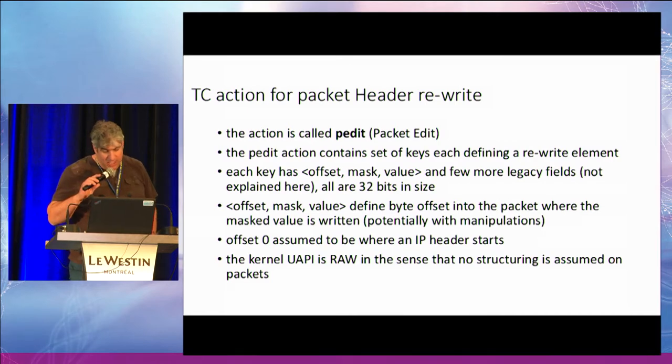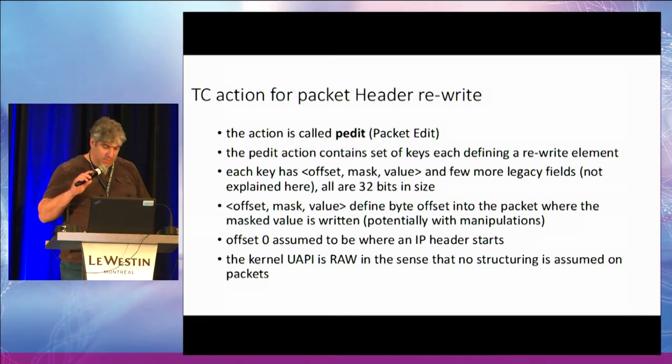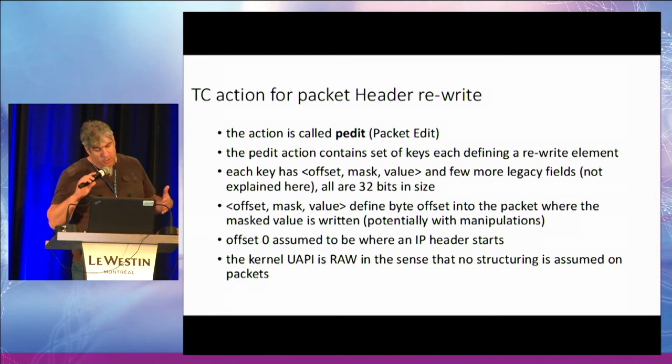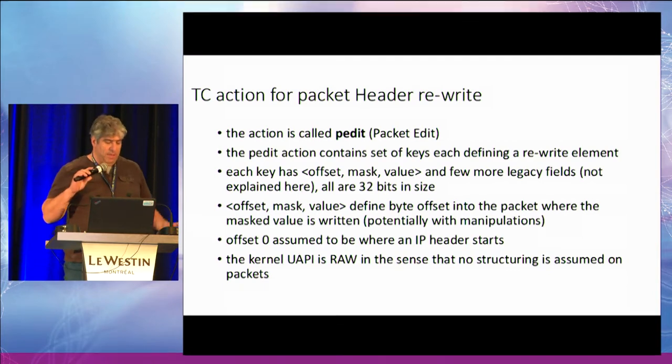The pedit action contains a set of keys, each defining a rewrite element. Each key has an offset, a mask, and a value that you want to change. The offset is used to say which field you want to change, and all are 32 bits. The offset, mask, and value define a byte offset, as is usually used in TC, that is where it is in the packet, starting from the IP address, where you want to make the change. So it doesn't have a notion of a field, so you can't say explicitly, I want to change the UDP ports.